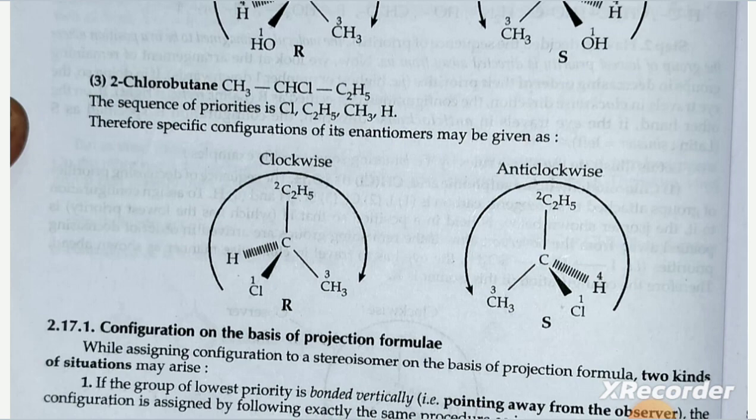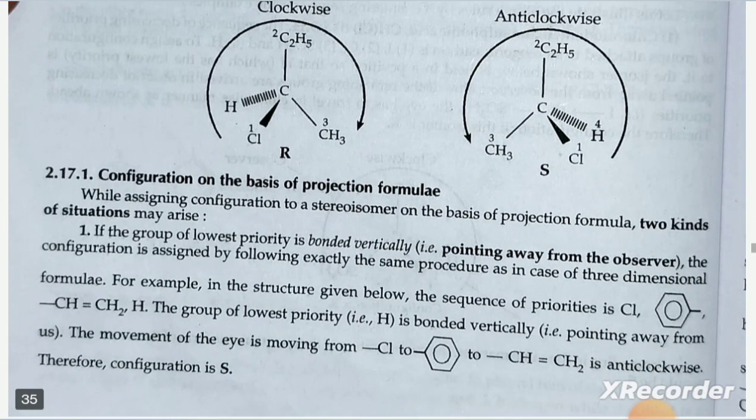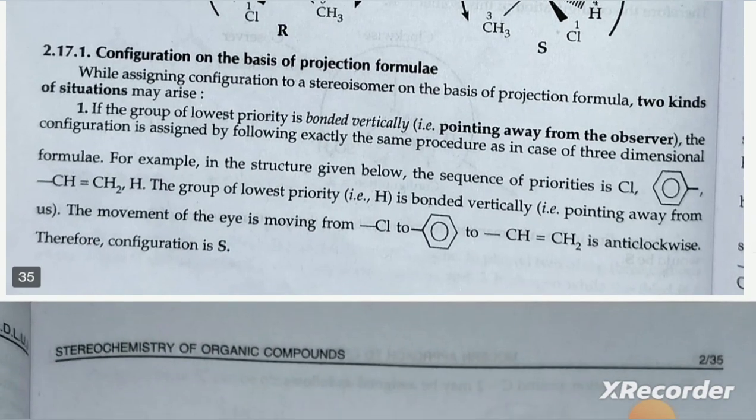Configuration on the basis of projection formula. While assigning configuration to a stereoisomer on the basis of projection formula, two kinds of situation may arise. First, if the group of lowest priority is bonded vertically, meaning pointing away from the observer, the configuration is assigned by exactly the same procedure as in the case of the three-dimensional formula.